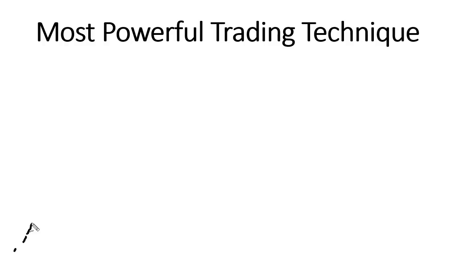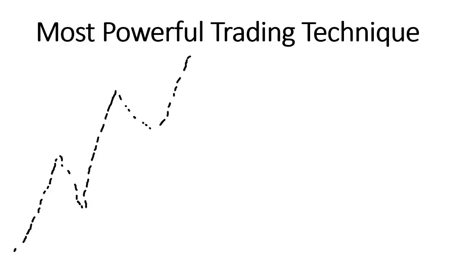So it might do something like this, and then we'll get a pullback. And then we'll get a rally up like that. And then we might get a bit of a pullback like this here. And then we'll rally back up again. And as you can see, the market is making higher lows and higher highs. But the most important part to this upward trend is the higher low.